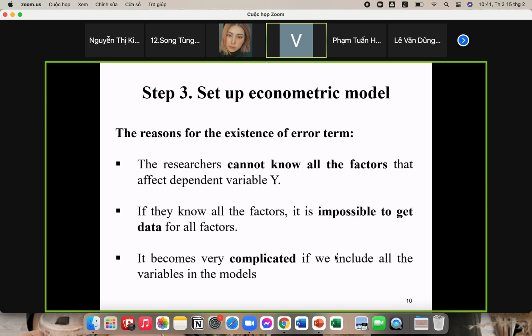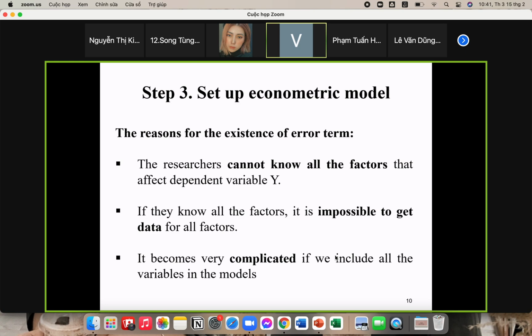And the third reason is that sometimes it's too complicated if we include all the variables in the model. For example, talking about GDP growth, there are many factors that could affect GDP growth, but there are some important ones that have a strong effect, and some factors that have a weak effect. So normally when we analyze, we don't include all the variables because it's too complicated for analysis. Normally we just focus on some important factors.